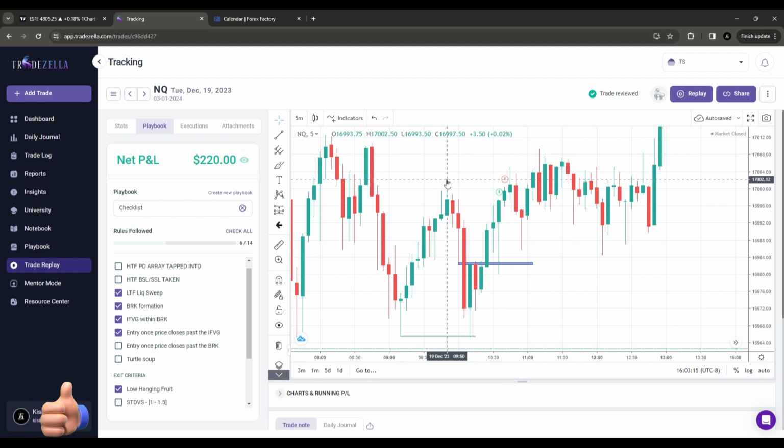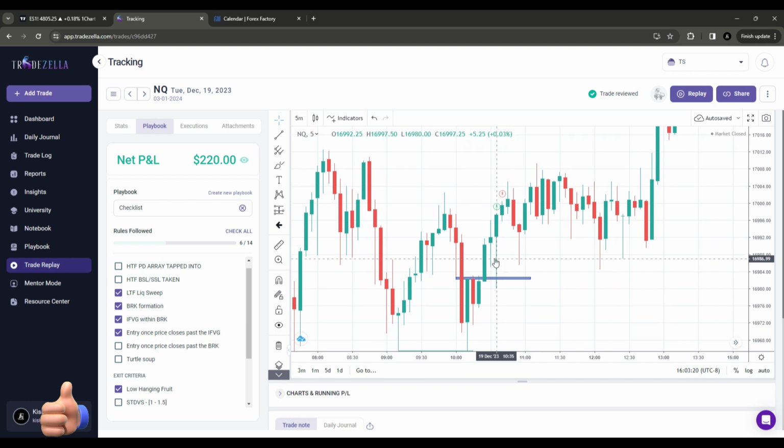this high right here. But you know that's internal liquidity, so that's what we targeted. I entered once price retraced into the inverse. There's also a fair value gap right here. That could have been your other confirmation, but my confirmation was the inverse.